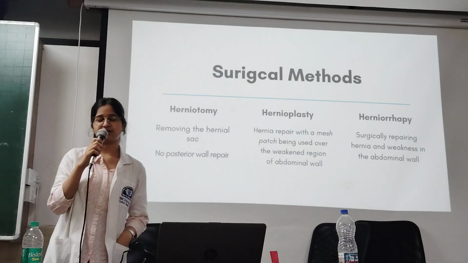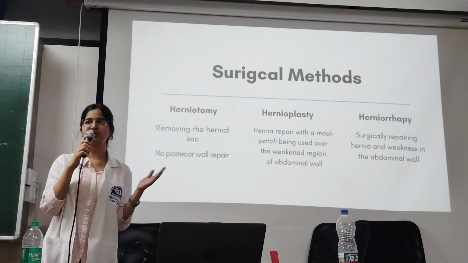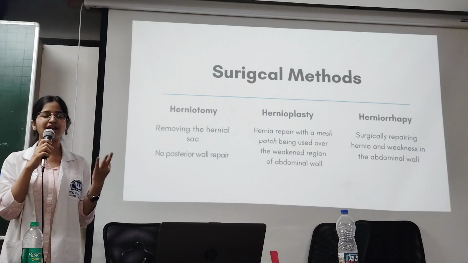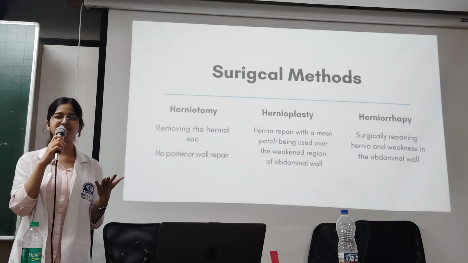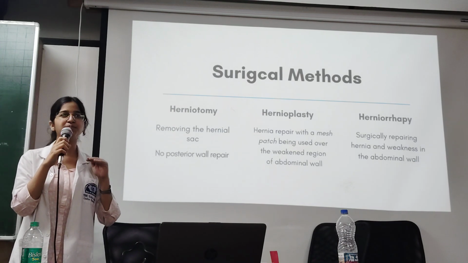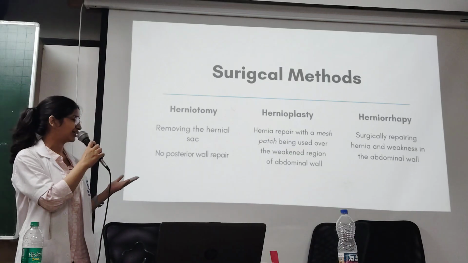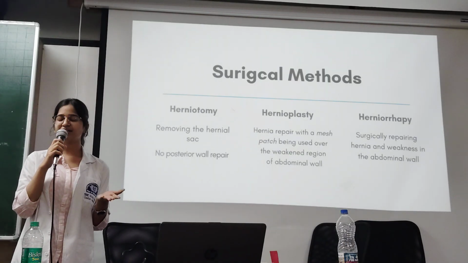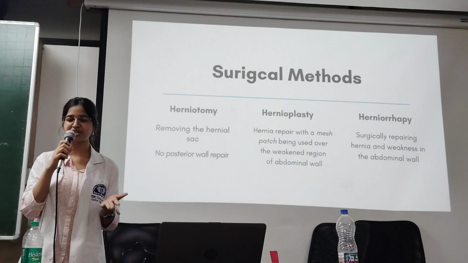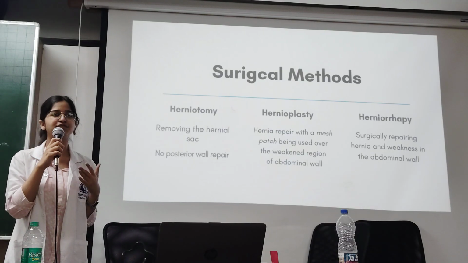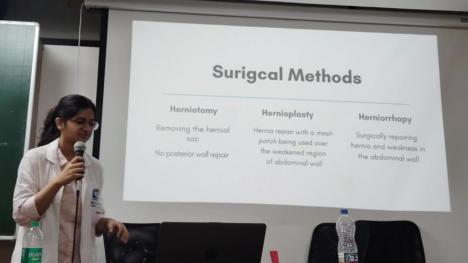So what is the cure? Surgical methods. These include herniotomy, plasty, and rhaphy. Herniotomy basically means that we cut the sac open, we push the contents back, we tie the sac at the neck, and the sac is removed. Hernioplasty makes use of mesh, while herniorrhaphy makes use of suture to repair the weakness.